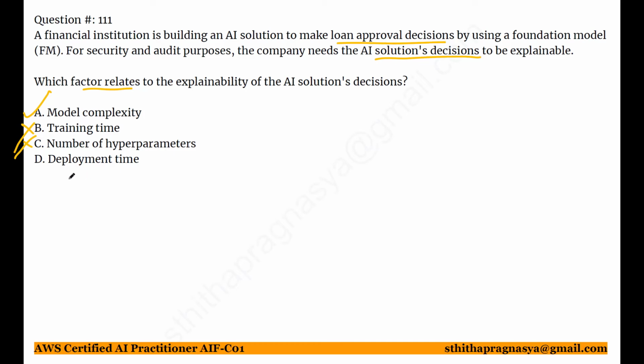And finally, deployment time refers to how long it takes to move the model into production. This factor is relevant for operational considerations but has no connection to the explainability of the model's decision. So this is an incorrect answer. So what is the answer? Model complexity.